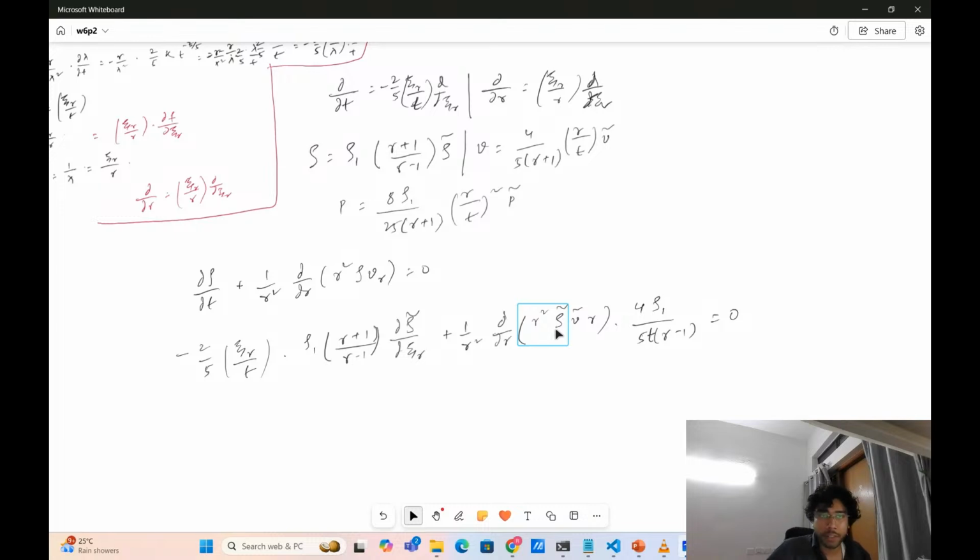Now from here you can see that we can take rho 1 common and it will get cancelled from both the terms, right? Similarly, we can take t common, it will again cancel. Similarly, gamma minus 1 will also cancel, right? So what else? Yeah, this factor of 5 will also get cancelled.